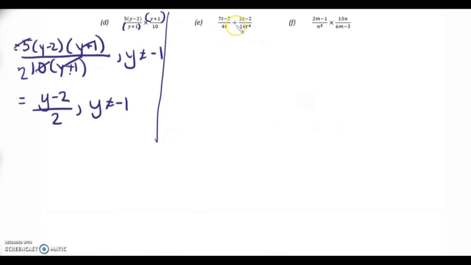Okay, so this is a division one. So I'm going to bracket these and these. So 7t minus 7, we can actually factor out a 7. That's just a common factor. Okay, and left in the bracket would be t minus 1. We can leave the 4t there.